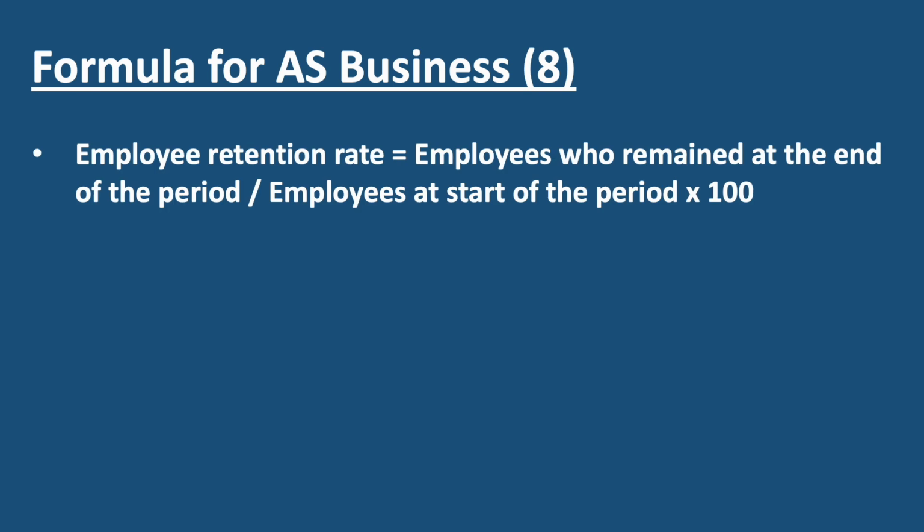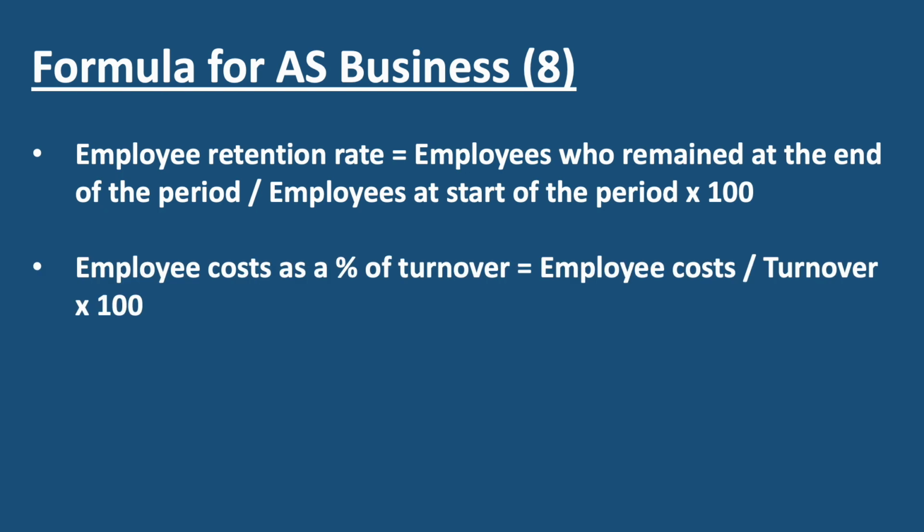The next set of formulas, employee retention rate equals employees who remained at the end of the period divided by employees at the start of the period times by 100. Employee costs as a percentage of turnover is employee costs divided by turnover, which is essentially revenue, times by 100, and you're looking at efficiency of wages there.